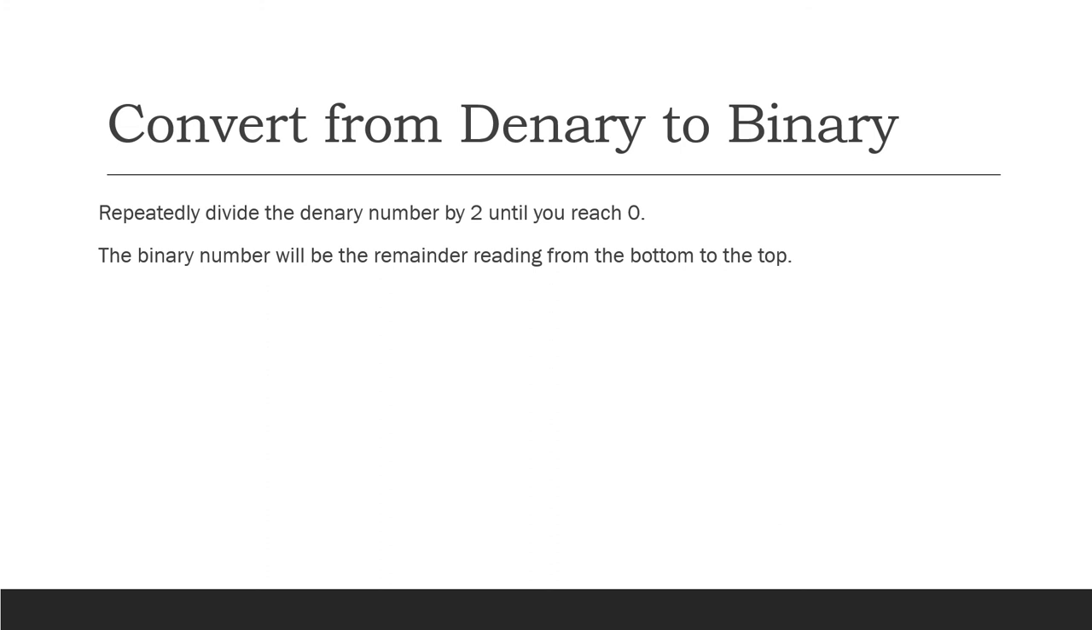Now, if you want to convert from denary to binary, base 10 to base 2, there's another way of doing it, and this is, as it says here, to repeatedly divide the denary number by 2 until you reach 0, and look at the remainders. If you read the remainders from bottom to top, you'll have the number in base 2. So here's a little worked example for you. First we're going to convert the number 26 into binary.